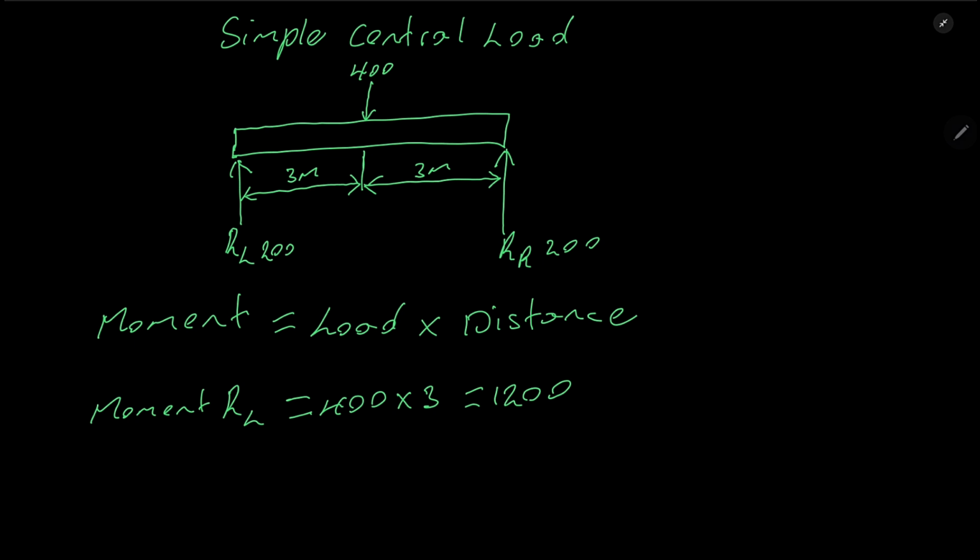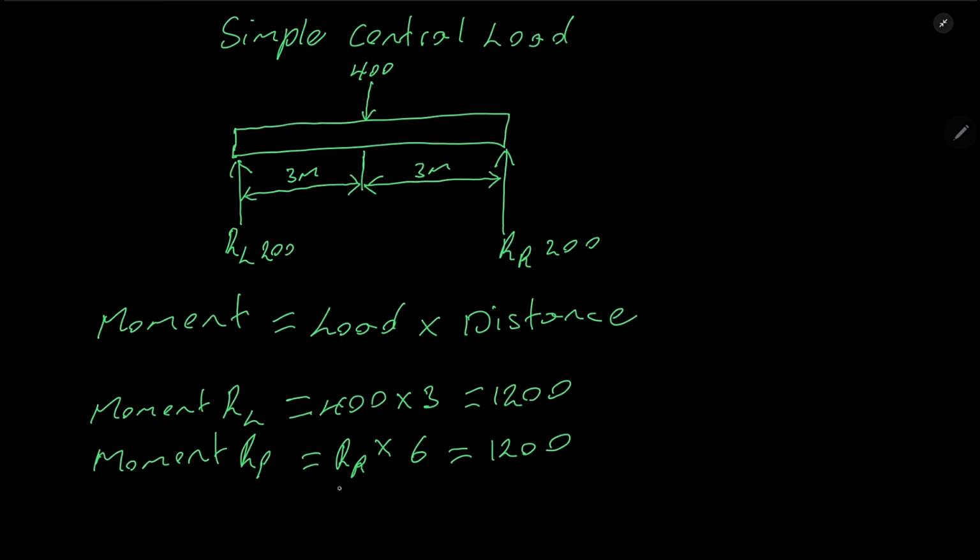Now once we have that in place, the next thing that we need to do is determine the moment at RR, and this is going to be equal to, similar to the previous video, RR multiplied by the total distance between the two reaction points. In this case, it is 6, which is 3 plus 3, and that should be equal to the total moments in this case, which is going to be 1200.